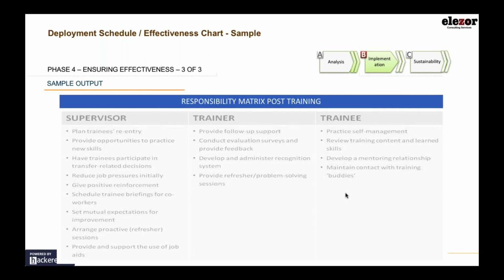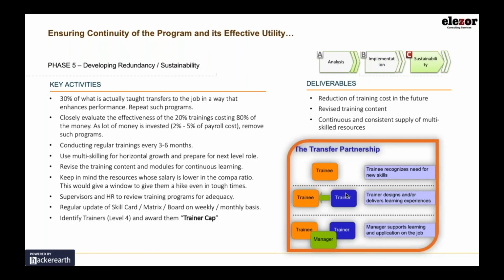So moving on to the last phase, wherein you ensure that whatever you've done in phase 1 to phase 4, you develop sustainability, you develop redundancy, so that whether you are there or not, the program continues, the project continues, and the trainings keep on getting imparted to people in the same fashion which has been defined in phase 1 to phase 4. And of course, at the end of the day, the productivity also is carried out.